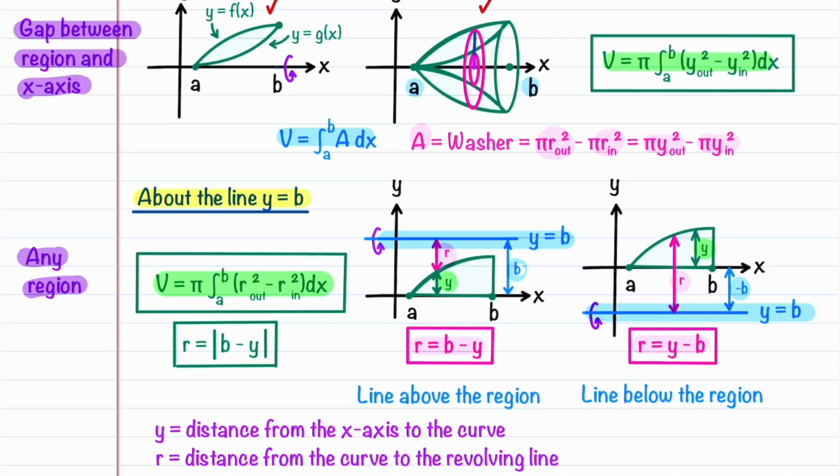It's really helpful with this formula to know that y is the distance from the x-axis to the curve, and r is the distance from the curve to the revolving line. If you remember that, you don't need to remember the formulas for r.